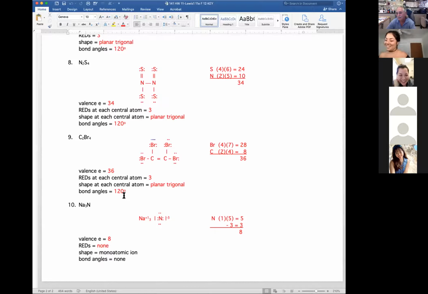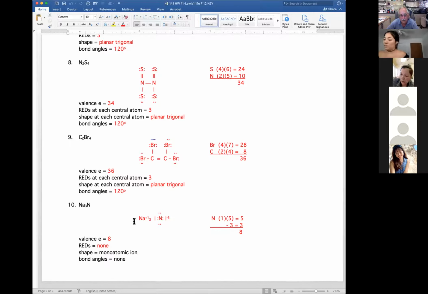Homework 11, number 10. This goes back to unit 2. Remember at the end of unit 2, I showed you how to draw Lewis dot structures for atoms and for ions. Sodium is in group 1, so it has 1 dot around it. But when sodium reacts, it forms the +1 ion, and it loses that, so it has no dots.